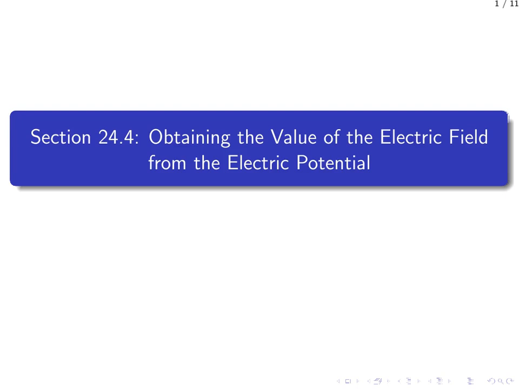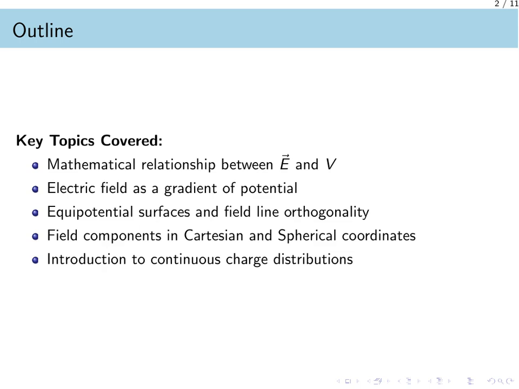Section 24.4. Obtaining the value of the electric field. In this session, we will explore how to derive the electric field from the electric potential. We begin with an outline of our key topics, starting with the fundamental mathematical relationship between the electric field vector, E, and the potential, V.